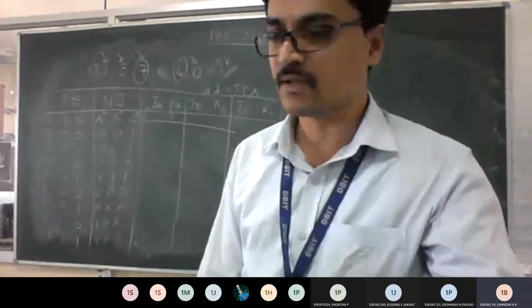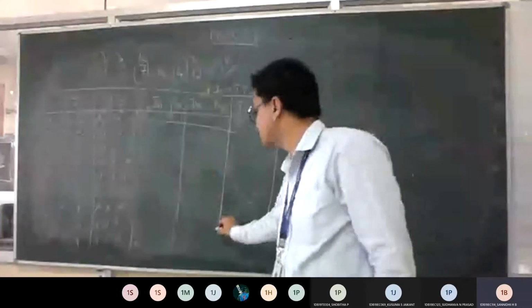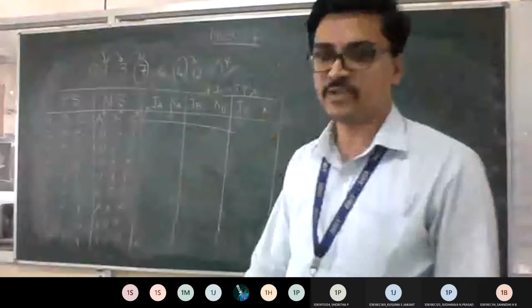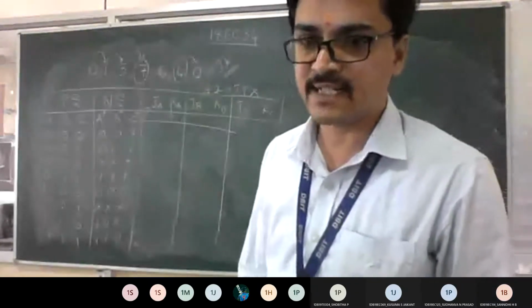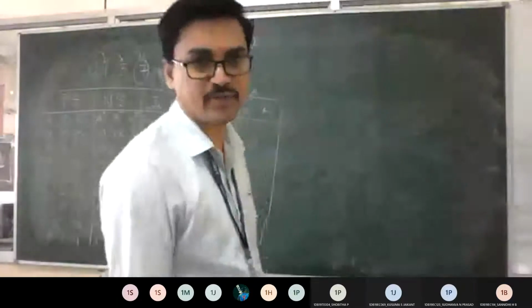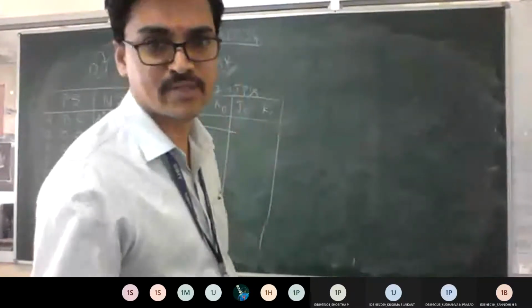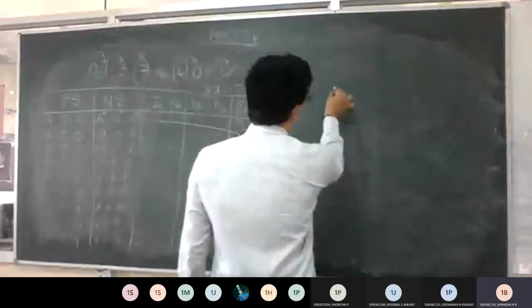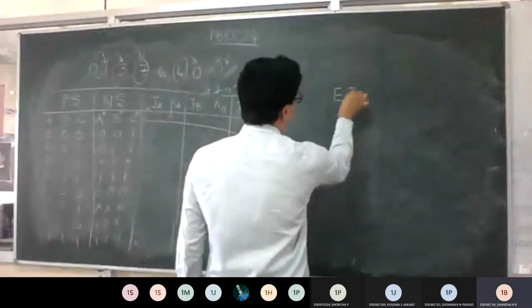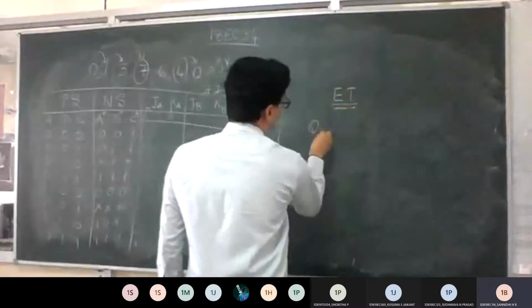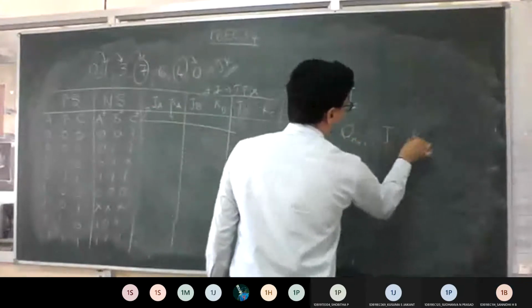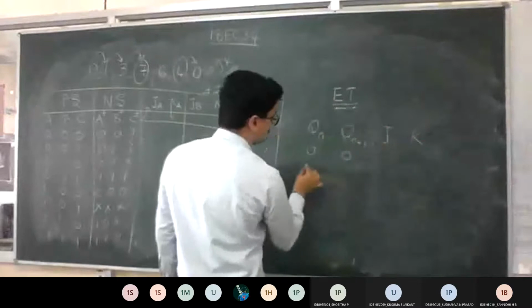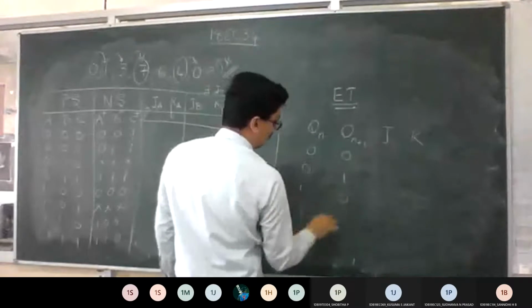Yes, sir. Good. So now, how to fill the present state flip-flop inputs? What is the thing you need to know? Excitation. Very good. Excitation table. I hope in the last class I taught you clearly how to get that excitation table. So is it fine with you? Can anyone tell me what is the excitation table for my JK flip-flop? You need to write Qn plus 1 followed by JK. The sequence I told you: 0 0, 0 1, 1 0, 1 1.